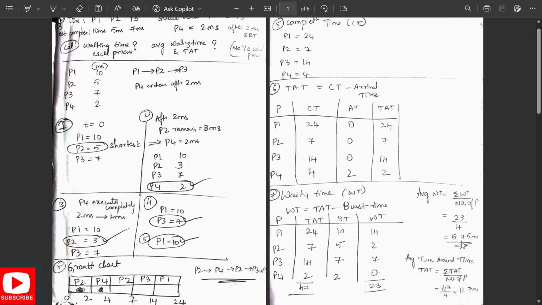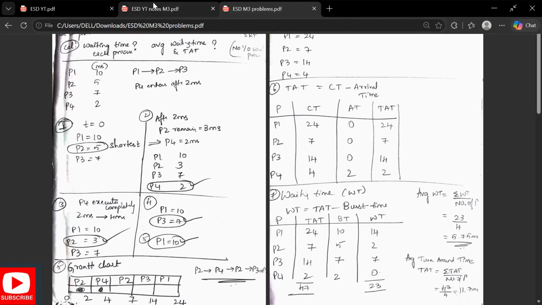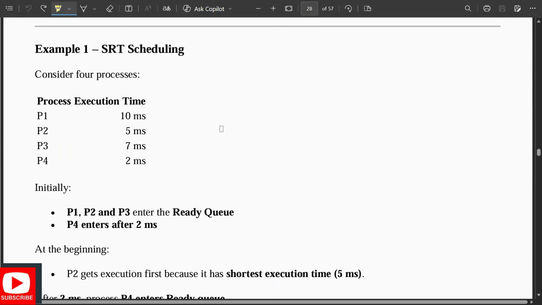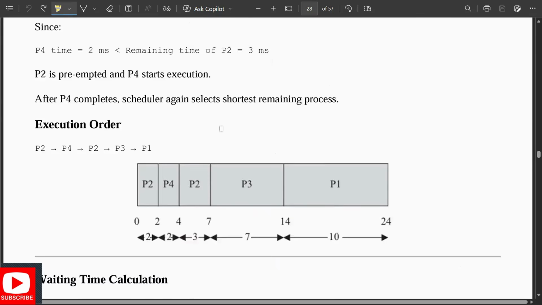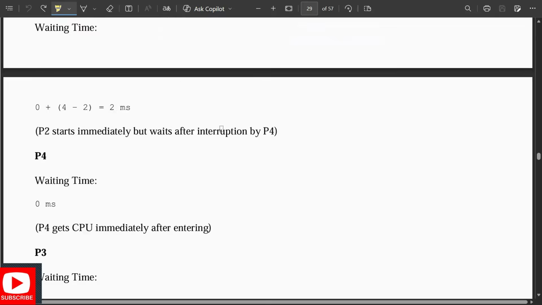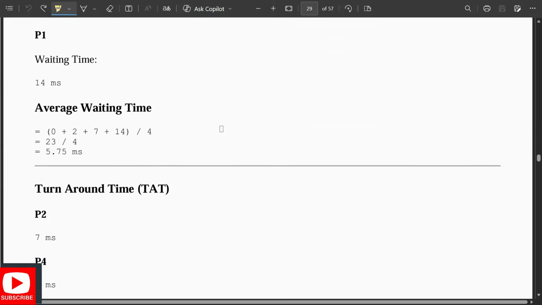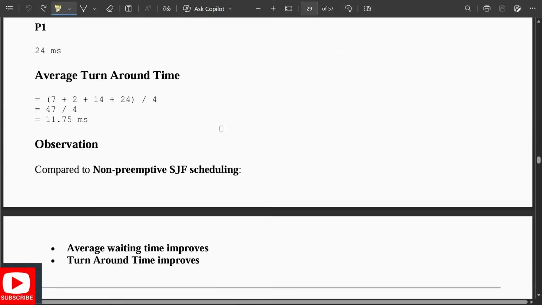You will get an average of 5.75 milliseconds. For the turnaround time, sum up all these 4 and divide by 4, that is 47 by 4, and you will get 11.7 milliseconds. So this was all about the first problem. Next we'll move on; that is what was explained here in a textbook manner, but I have written it as rough work and explained it.